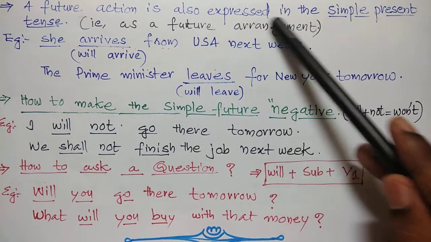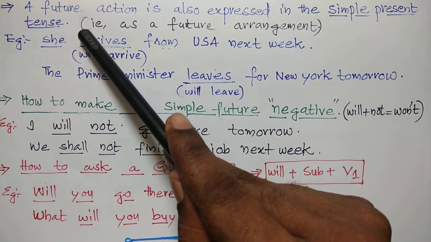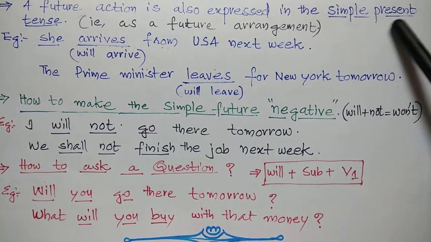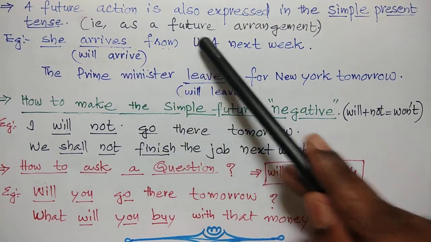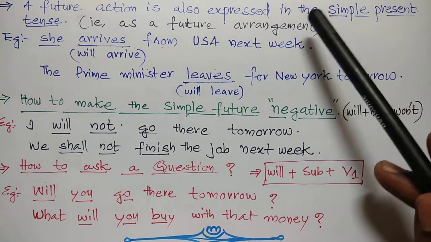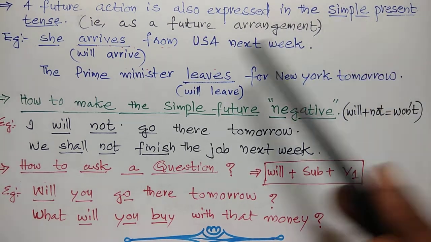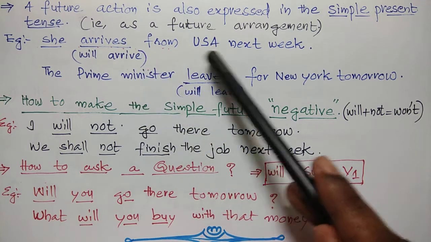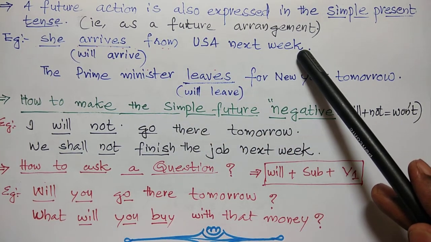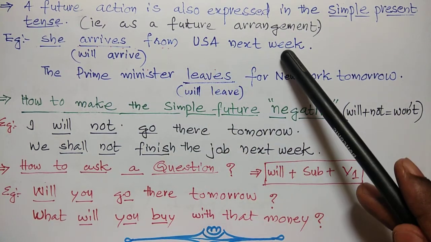A future action is also expressed in the simple present tense, that is, as a future arrangement. We have already discussed this in the simple present session. Example, she arrives from USA next week. So this is similar to "she will arrive from USA next week."